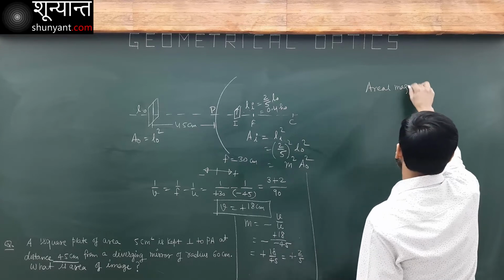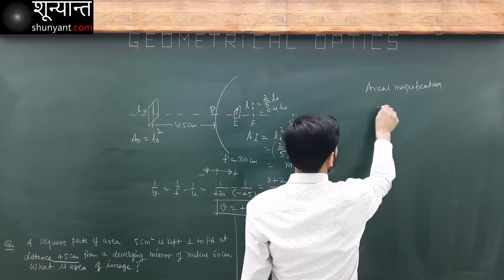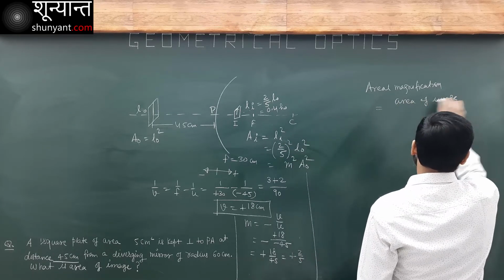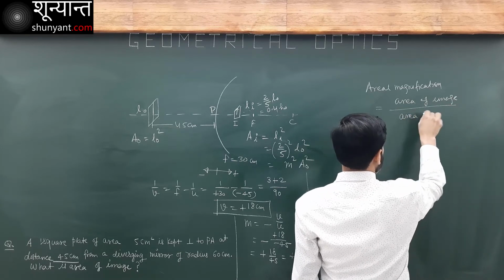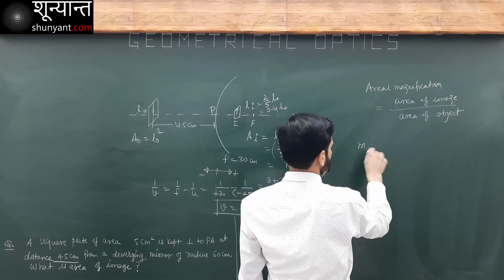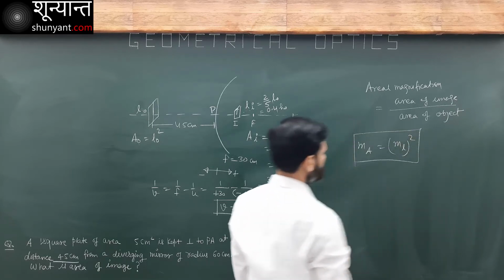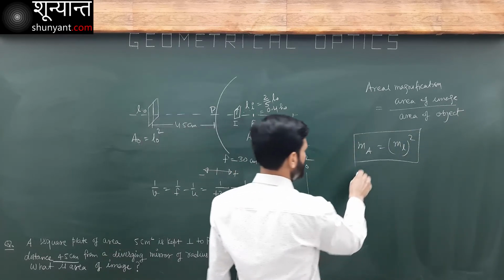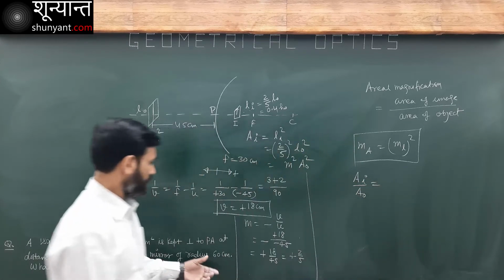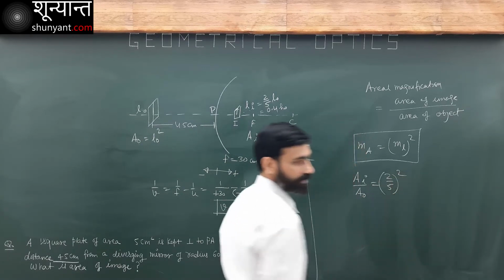The areal magnification becomes M square. Areal magnification is equal to area of image over area of object, and this is equal to M square. So area of image over area of object is going to be equal to (2 by 5) square. That's it.